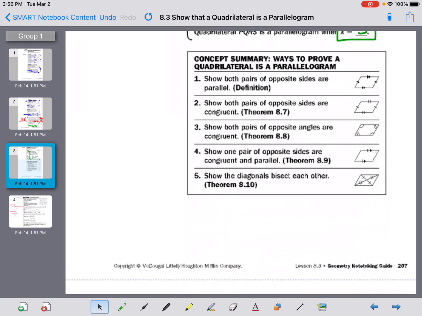A concept summary. But this is where I want to explain a little bit more so you understand what your job is here. Ways to prove a quadrilateral is a parallelogram, okay? Show both pairs of opposite sides are parallel. Okay, but how do you do that? And more specifically, this is what I want to go on a graph, because that's where we see it a lot and where I'm going to give it to you on homework and on maybe a test. If it's graphed, how do you show both pairs of opposite sides are parallel?